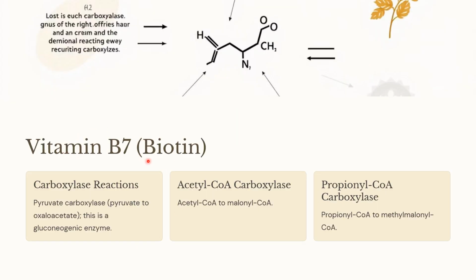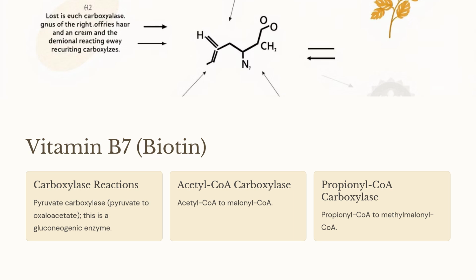What about vitamin B7? That is the biotin. Biotin is also helpful in carboxylase reactions, whereby pyruvate carboxylase is the enzyme which will convert pyruvate to oxaloacetate. This is an important step in the gluconeogenic pathway. I will give you a link to my gluconeogenic video whereby you can have a detailed look at the pyruvate carboxylase. The second important one is that acetyl CoA can be converted to malonyl CoA by acetyl CoA carboxylase.